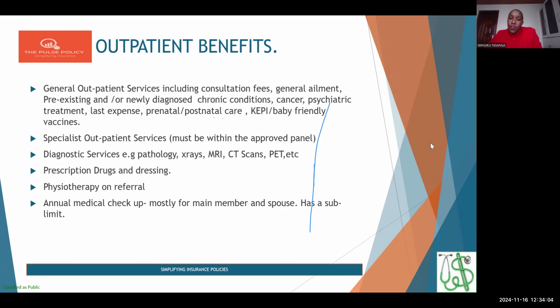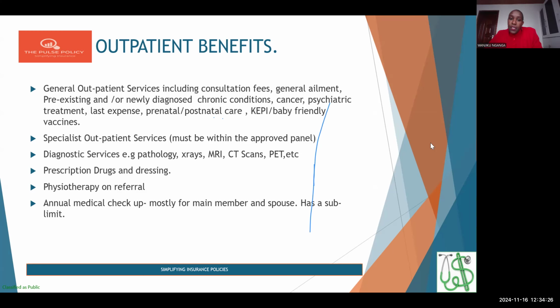So you also need to understand, if you have a small child who needs vaccinations, which vaccines are not covered by the insurance company, so that you don't end up in the hospital, having ordered a vaccine and expecting the insurance company to pay, and probably that vaccine is not covered by the insurance company. So you always need to understand which vaccines are covered by the insurance company.